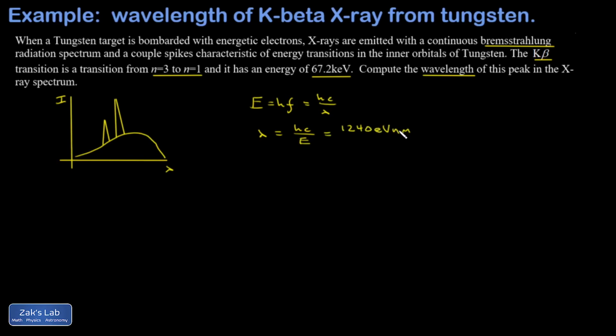If you want to be a little more precise, you could use 1242. My energy needs to be converted to eV, so that's 67,200 eV. The eV cancels, and I get a wavelength of 1240 over 67,200, which comes out to 0.0185 nanometers. So remember, visible photons are on the order of hundreds of nanometers. The wavelengths of these X-rays are very short in comparison to visible photons, and they carry enough energy to ionize atoms and molecules, which is why this is called ionizing radiation.